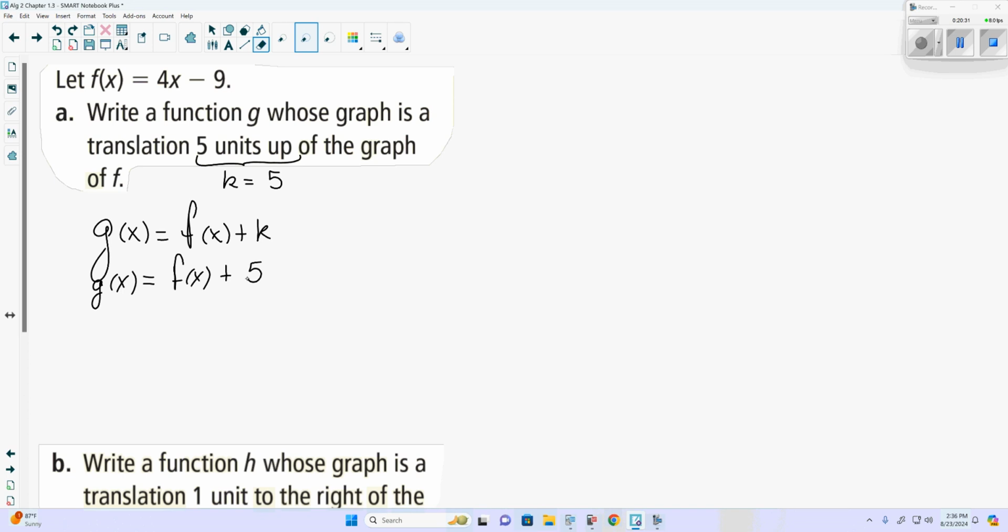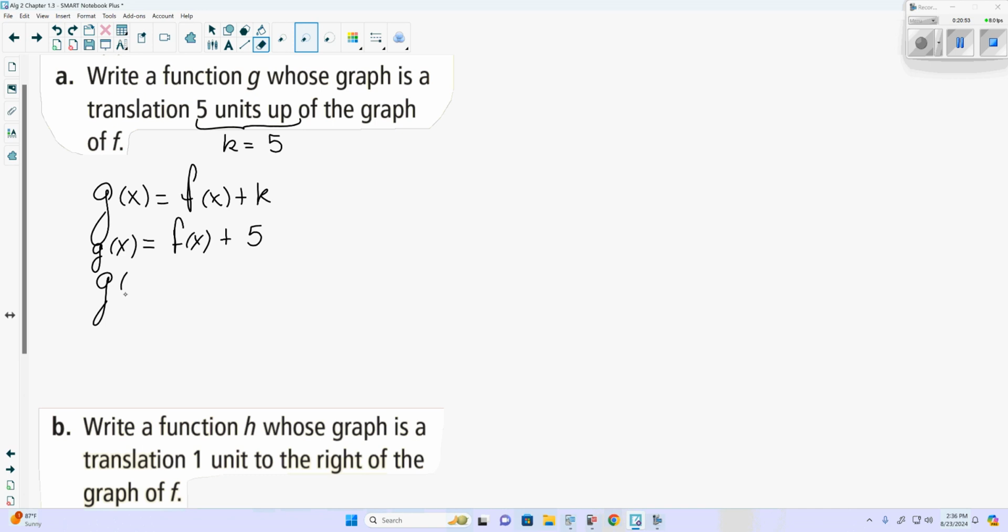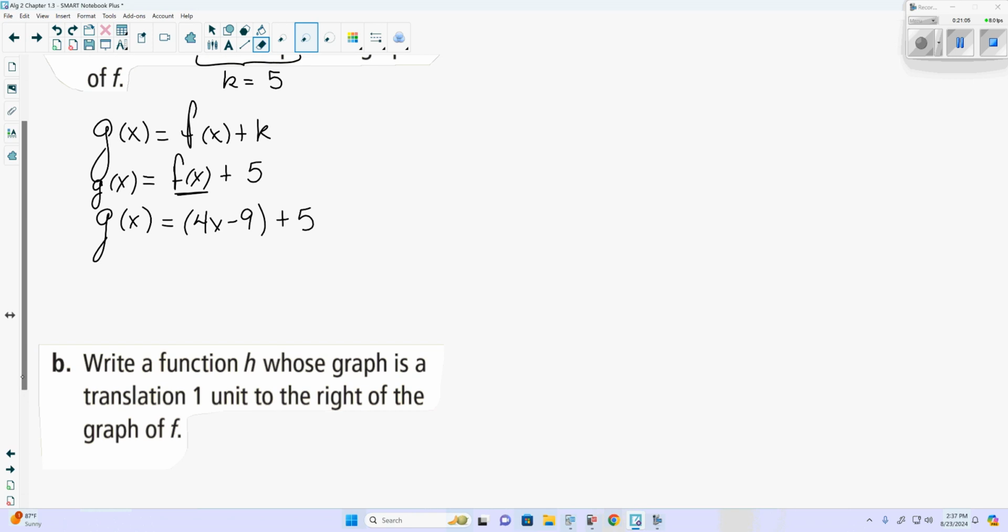I did have a question at this point earlier today. Could we have plugged f of x in at this point? Yeah, there's nothing stopping us from doing that. We could do both at once if we want. Although if doing one at a time makes it easier for you to work with, do it one at a time. If you feel comfortable doing it at the same time, do it at the same time. Because our next step will be to plug in this f of x function, which is 4x minus 9 plus 5.